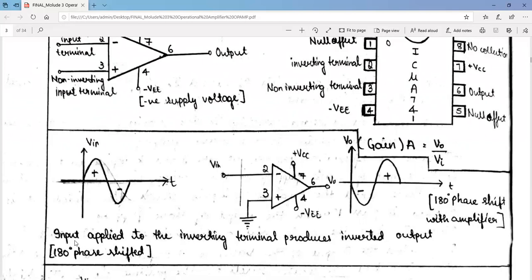So let us see this sentence. Input applied to the inverting terminal produces inverted output, that is, 180-degree phase shifted output.